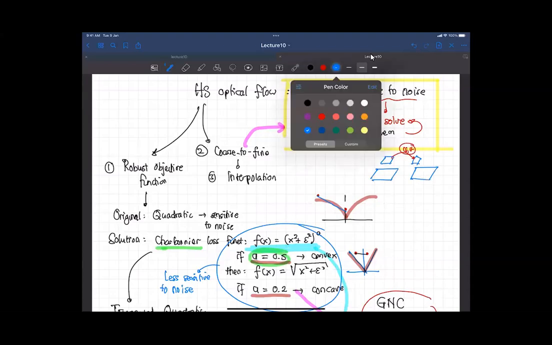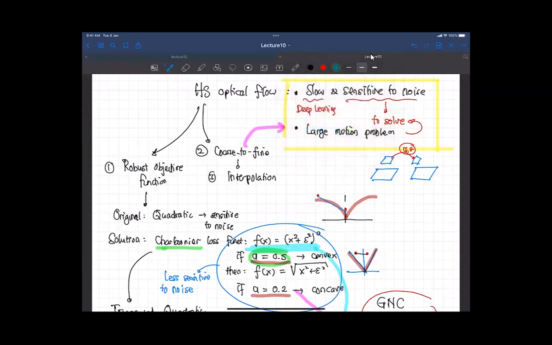You use U and V here to make this one closer to that image. So the green map is after you warp the image. Warp here means that you use U and V from the previous level to warp, to transform your image, so then this blue and green become closer in terms of pixel distance, right? And to make this U and V larger, again, you have to use an interpolation technique.